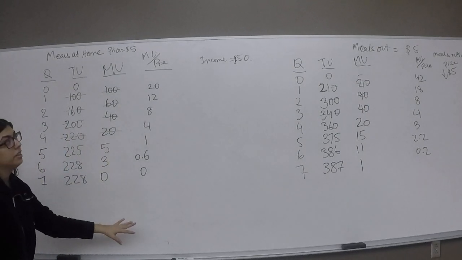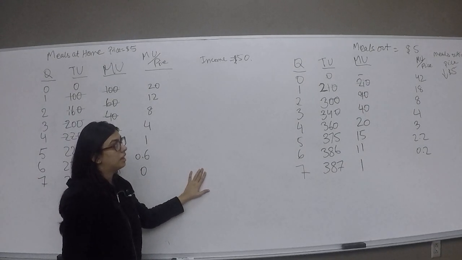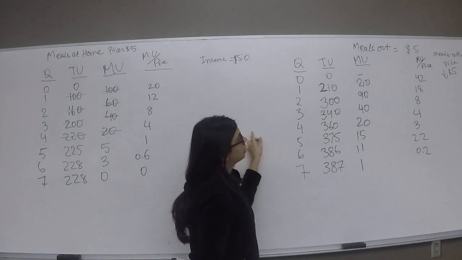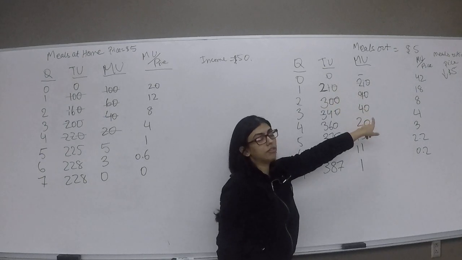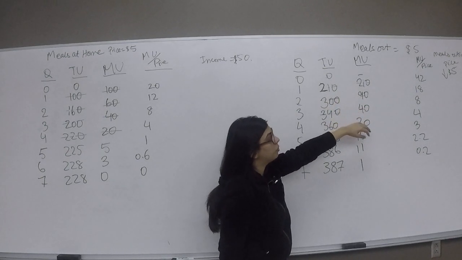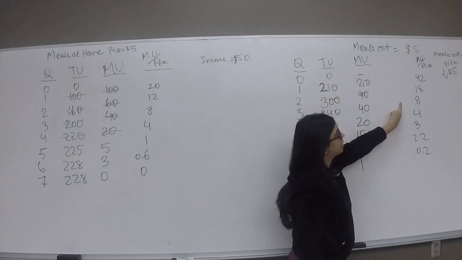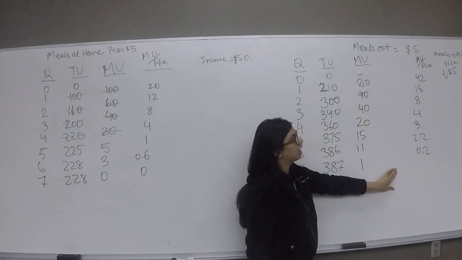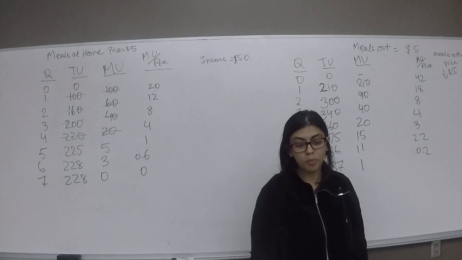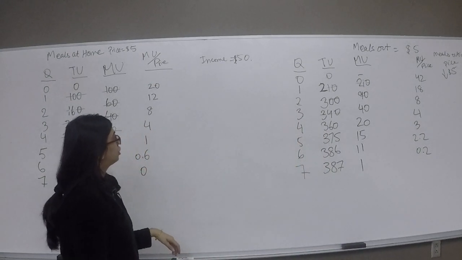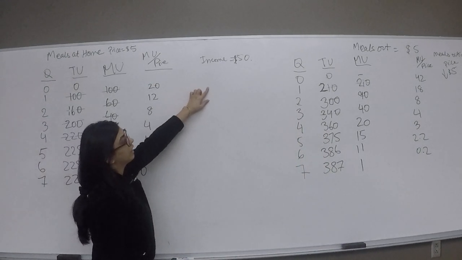So everything is the same from last class. We only changed the price of meals outside, which has gone down to $5. Before it was $10, and we calculated a new marginal utility per dollar for meals outside with the new, lower price. So how much of each meal are you going to consume now with a $50 income?